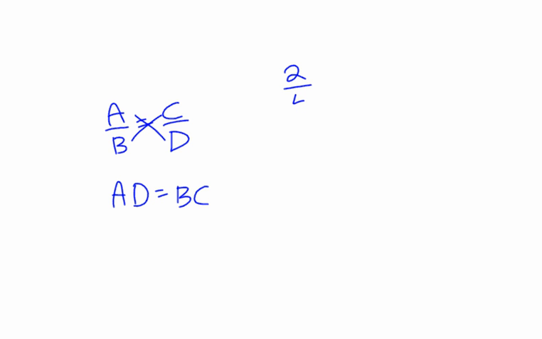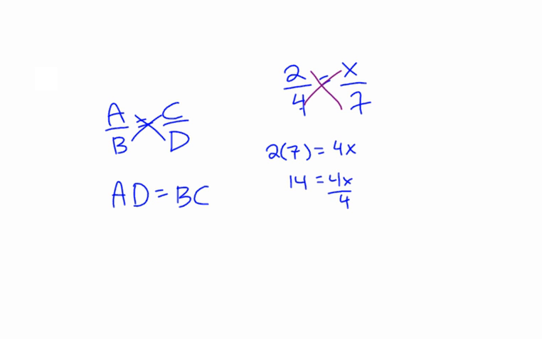Say 2 over 4 equals x over 7. How would I cross multiply? 2 times 7 equals 4 times x. So 14 equals 4x, and then we would divide by 4. Okay, that's cross multiplying.